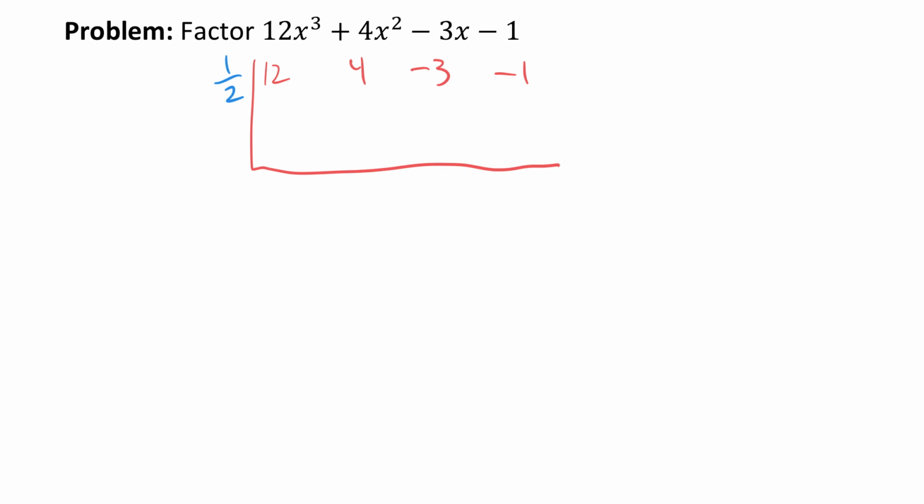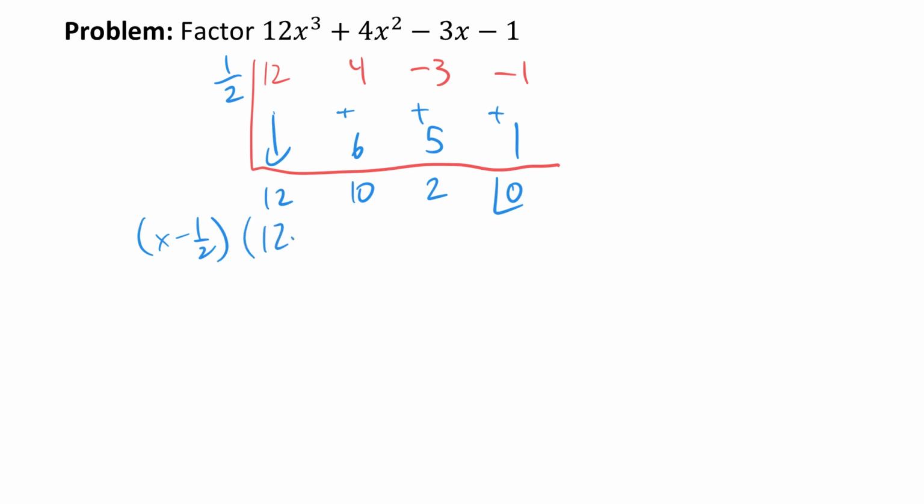Well, if we start with 1/2, 12 pops down. 1/2 times 12 is 6. 4 plus 6 is 10. 1/2 of 10 is 5. 5 plus negative 3 is 2, 1/2 of 2 is 1, and sure enough, we get our 0 remainder. So that means we could write x minus 1/2. Remember, we always flip the sign. Then 12x squared plus 10x plus 2.